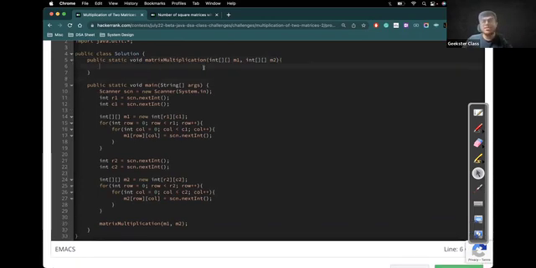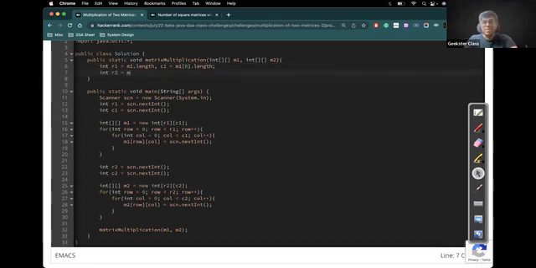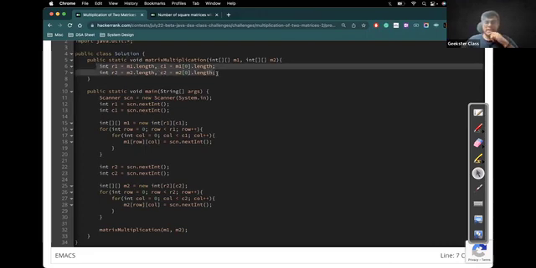First, tell me when is the matrix multiplication not possible? First, let us figure out all the values. R1 is m1.length. C1 is m1[0].length. R2 is m2.length and C2 is m2[0].length. Is it clear? Why am I taking R1, R2, C1, C2 like this? Otherwise, I have to pass all these.